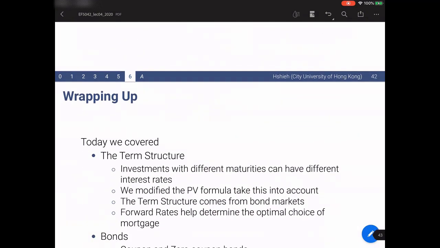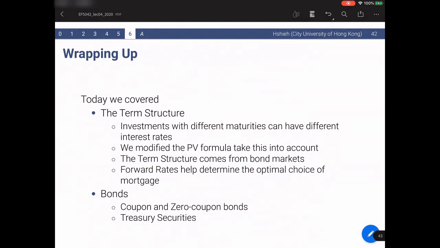All right, so this basically concludes our lecture for this week. So today we covered the term structure of interest rates. We talked about investments with different maturities, and therefore they can have different yield to maturity. And if these assets are risk-free, such as government bonds, particularly those issued by the US government, those interest rates or yield to maturity are considered risk-free rates. And therefore, we can use these rates and construct the term structure and use this term structure to value any cash flows that are seemingly risk-free.